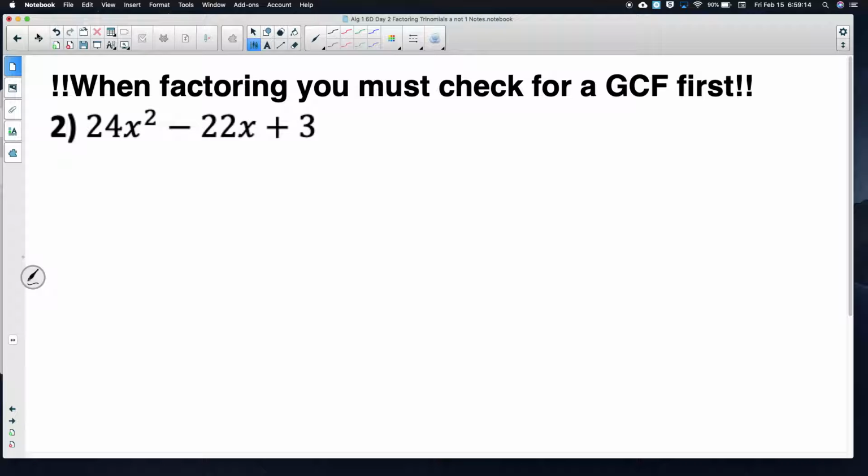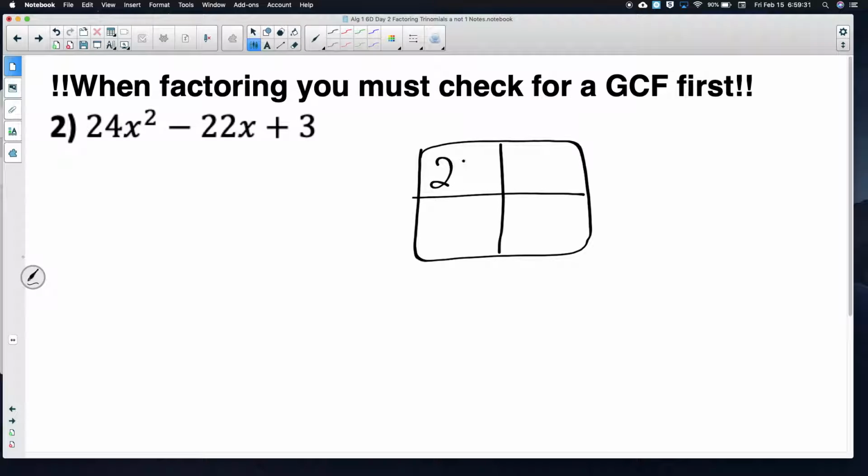So let's look at another example. I've got 24x squared minus 22x plus 3. So I have to look, is there a greatest common factor? And there's not, so I'm going to go straight to the box. I'm going to fill in 24x squared. I'm going to fill in 3. So I need to find two numbers that multiply together to give me 24 times 3, which is going to give me 72, I believe. 72x squared. And those two numbers also have to add together to give me that middle term of negative 22x.